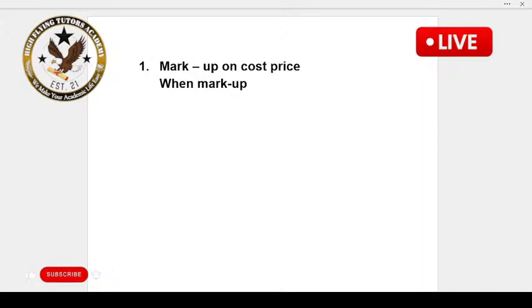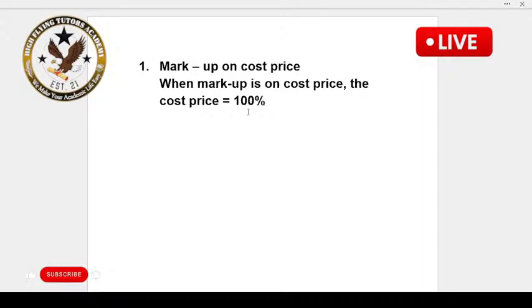When markup is on cost price, the cost price is equal to 100%. So what does it mean by this?